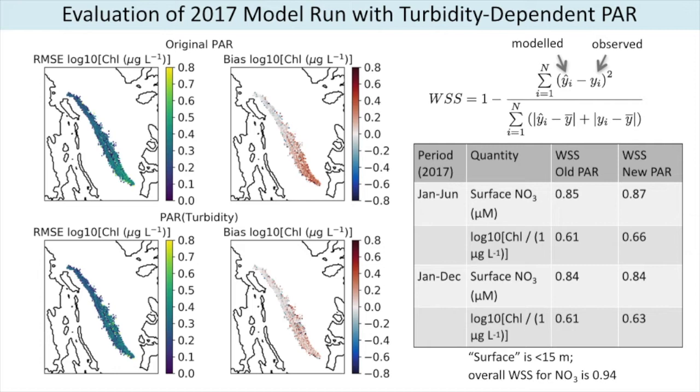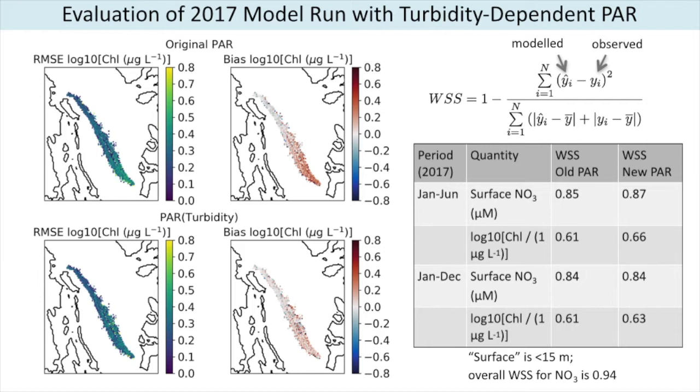The panels on the left illustrate the mismatch between the model and observations provided by Ocean Networks Canada along a ferry route connecting the mainland with Vancouver Island. Root mean square error is shown on the left and bias on the right, with the original model on top and the improved version below. With the new light attenuation model, both the root mean square error and the bias were reduced in the plume region. The table on the right describes the improvement in terms of the Willmott skill score. The improvement was most significant during the spring freshet.